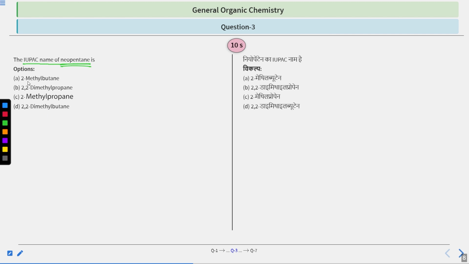Options are 2-methylbutane, 2,2-dimethylpropane, 2-methylpropane, or 2,2-dimethylbutane. You have 10 seconds to solve this question. After that, we will see the answer.